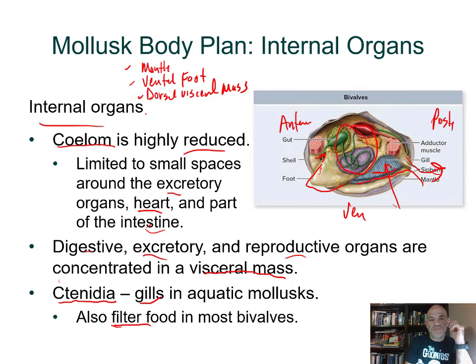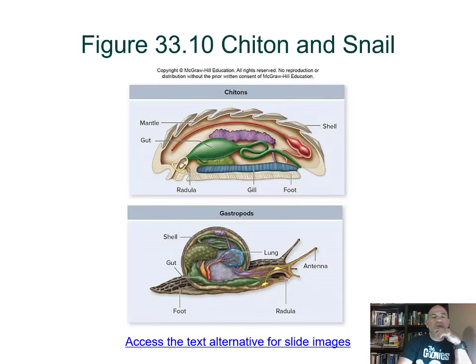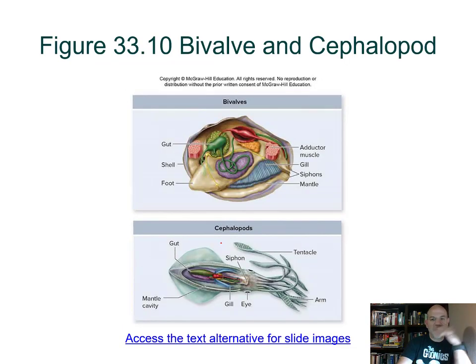So shell for many, but some no, right? Some not with shell. So you can see here, there's that chiton again, and then you have your gastropods. That's the formal class name, Gastropoda, and they have the same thing. Here's your ventral foot. You have dorsal visceral mass. You have a shell. You have a mantle that secretes the shell.